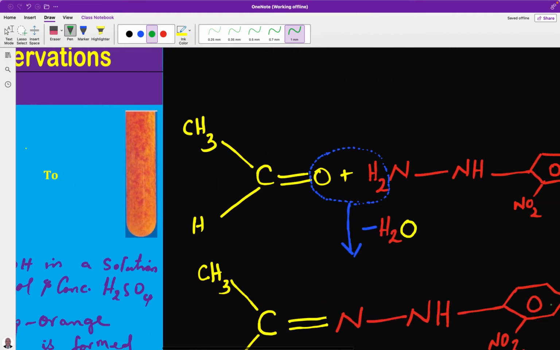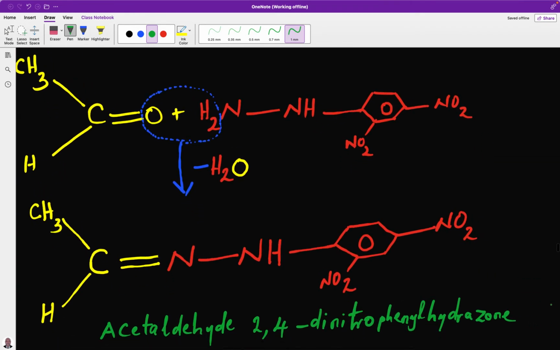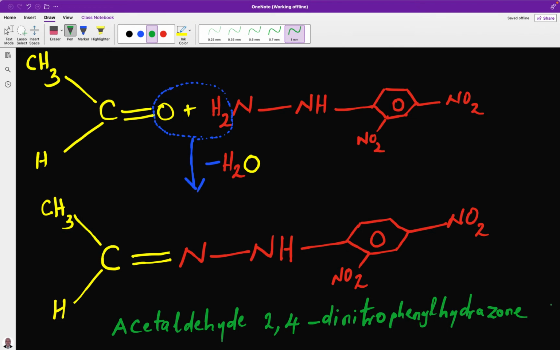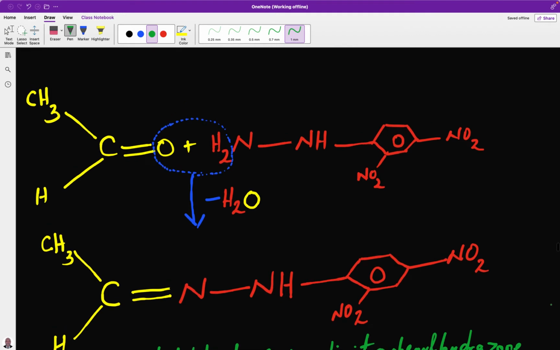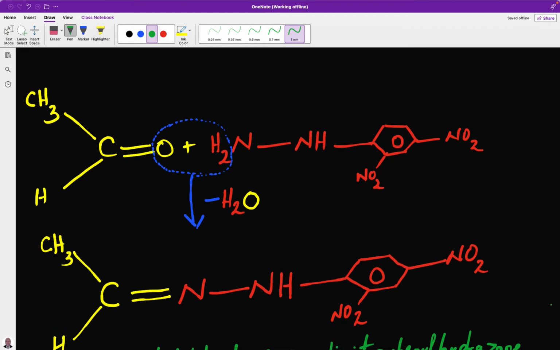Now, I am showing the reaction between ethanol and 2,4-dinitrophenylhydrazine, resulting in acetaldehyde 2,4-dinitrophenylhydrazine. That is the reaction, and a molecule of water is released. This reaction is with aldehyde, and our example is ethanol.